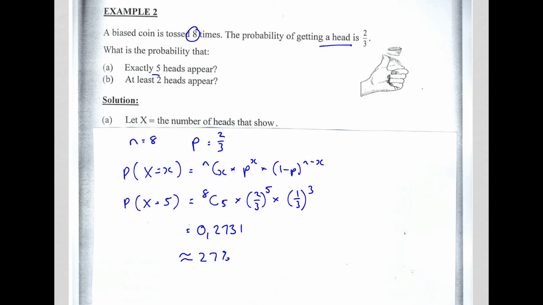All right, let's look at B. Now remember, in A it asked for the probability that exactly 5 heads appear. In B, they want to know that at least 2 heads appear. So if we want at least 2 heads to appear, that means either 2, 3, 4, 5, 6, 7, or 8 heads could appear.